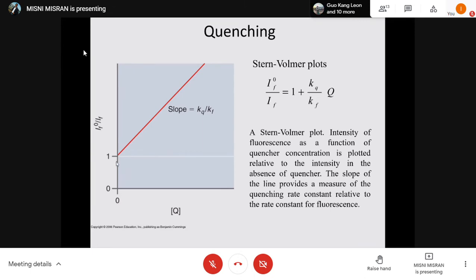Oh, sorry, y-axis. Okay, so you have the fluorescent intensity without the quencher and with the quencher. So the slope is KQ over KF. Remember, the slope is KQ over KF. So it's not actually finalized what the value of KQ and KF that you have. As a symbol, I'm just telling you the slope is actually referring to the quenching rate constant and the fluorescence rate constant.